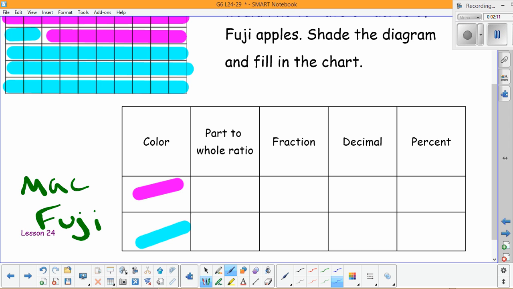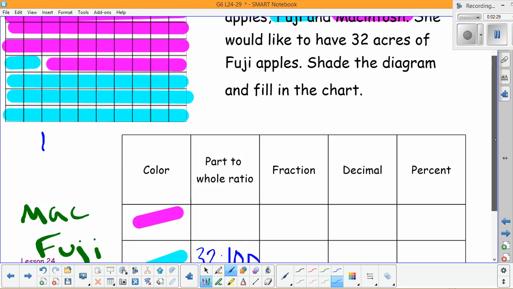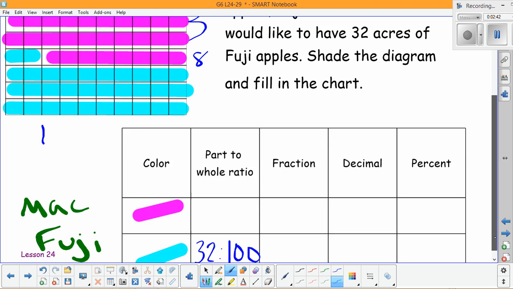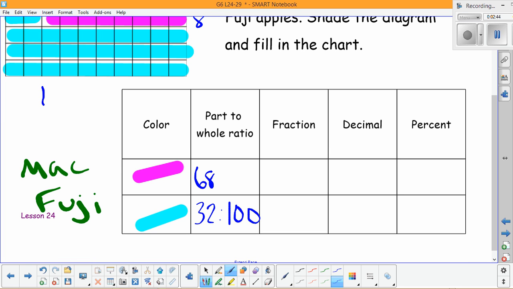Well, Fuji apples are a little easier to start with, so let's start with that. And in this one, I'm going to end up with 32 as my part and 100 as my whole, because 32 out of 100 are shaded. And if I do a little subtraction, or let's just look back at the chart, Macintosh, I have 10, 20, 30, 40, 50, 60, and 8. So I have 68 acres of Macintosh out of 100 acres.